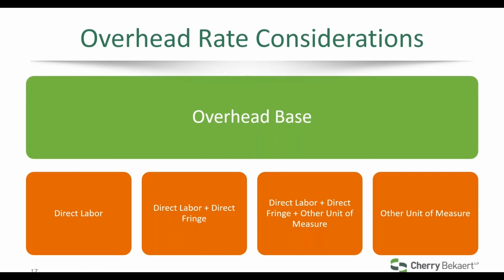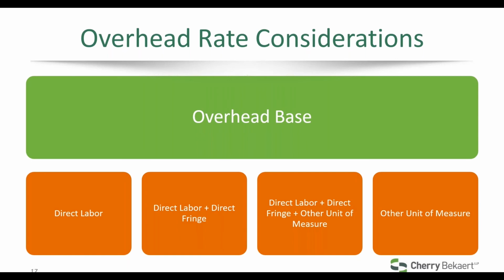So allocation bases are used to distribute or allocate these overhead costs to the final cost objectives. An allocation base common to all cost objectives or the projects should be selected to allocate those costs. Most A&E firms use direct labor as the sole base for developing their A&E rates, although some firms that have structures that are a little more complex use multiple allocation bases to allocate costs.